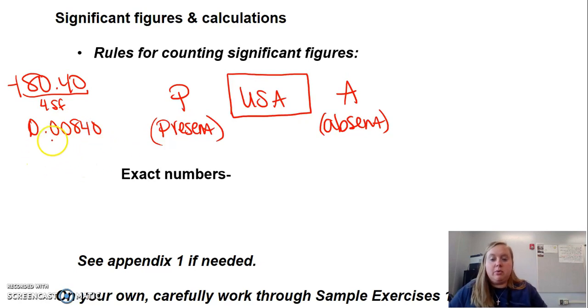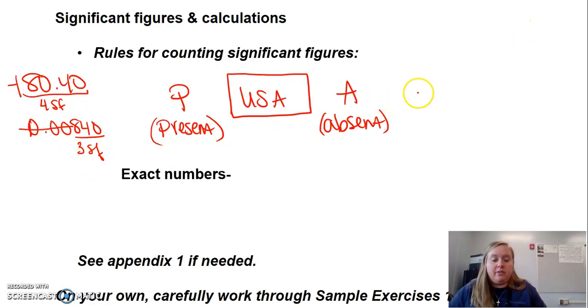If I had a number like 0.00840, the decimal point is present, so start on the left side, and I'm going to stop at the first non-zero number, so that would be this point, and then everything after that is significant. So this number has 3 sig figs.